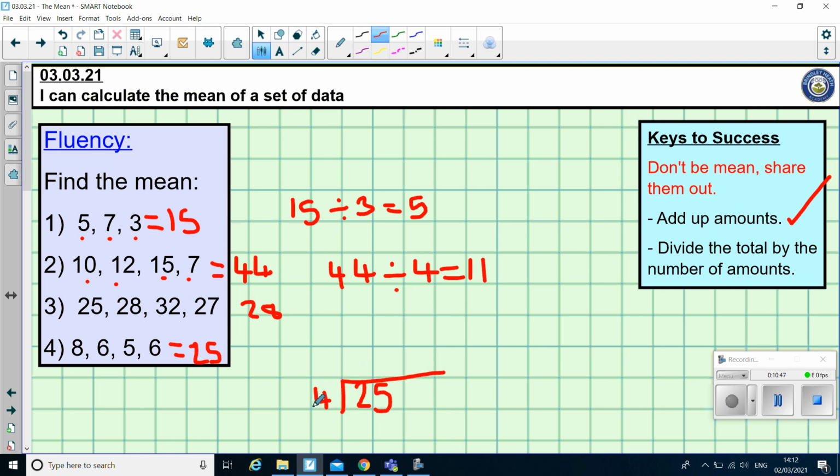So how many 4s go into 2? That's 0. How many 4s go into 25? That's 6. And there's 1 left over, so I need to put that 1 in front of my 0 after my decimal point. How many 4s go into 10? That's 2. And I have got 2 left over. How many 4s into 20? That's 5. So the answer for question 4 was 6.25. Quite a tricky one there.